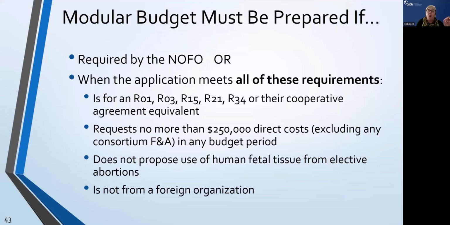The application requests no more than $250,000 direct costs, excluding any consortium F&A, which we'll talk about in a second, in any budget period. So if they only need $180,000, give or take, in every year, you're going to request a modular budget. And I think I left this bullet out. What do I mean by modular? You're going to request money in modules of $25,000.